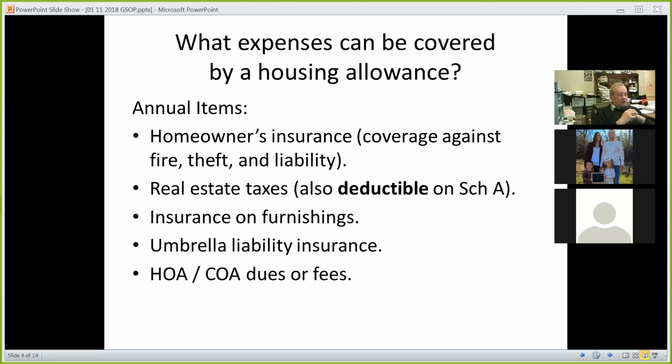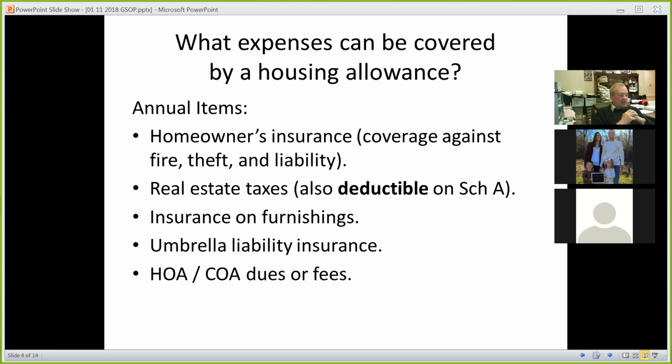Any homeowner's insurance, coverage against fire, theft, and liability, any real estate taxes. And we noted on the previous screen that your mortgage interest and your real estate taxes here are both still fully deductible on Schedule A. That's the way the law is written. You get to exclude it from income, but you also get to deduct the mortgage interest and the real estate taxes. Any insurance on your furnishings, any umbrella liability insurance you have that is part of the house, and the house insurance would be a leg of that umbrella liability insurance.